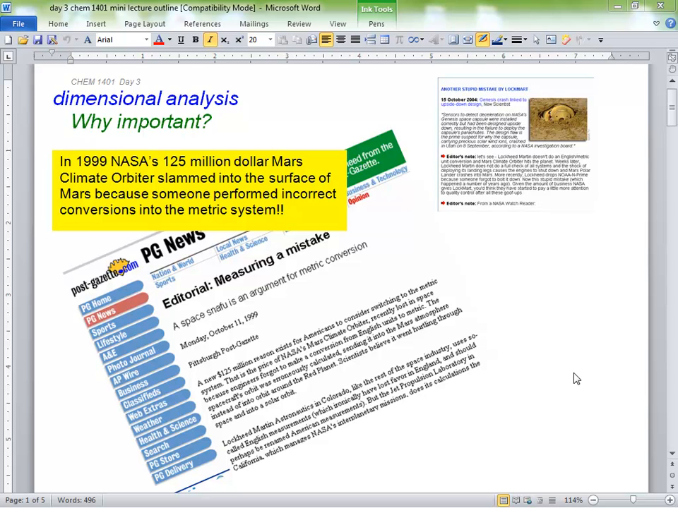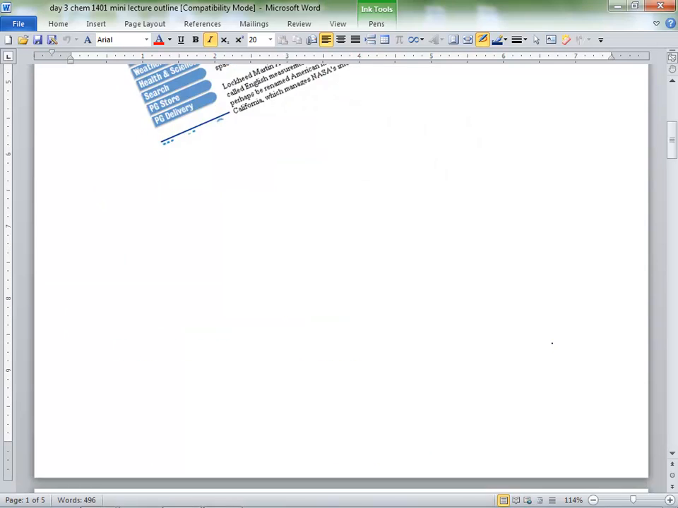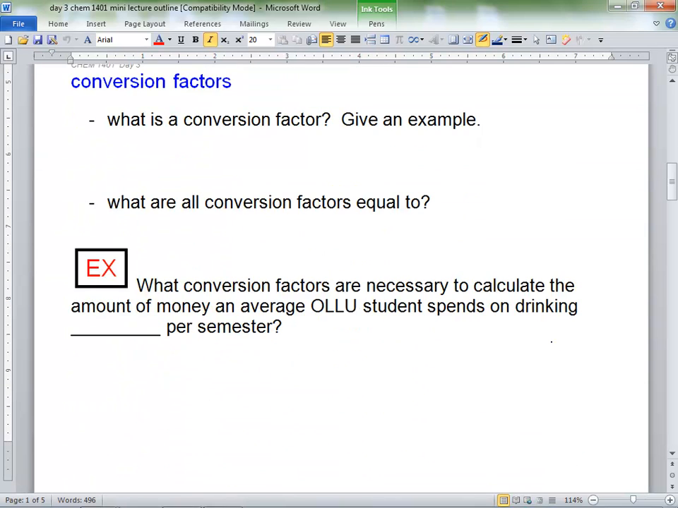But if you do it wrong, like NASA did, it's a $125 million mistake, converting from meters per second to miles per hour. Not only do you have to watch the conversions going from one set to the other, but also the sig figs, the significant figures. So it's important. Let's see how to do it. Let's get started with conversion factors, though.